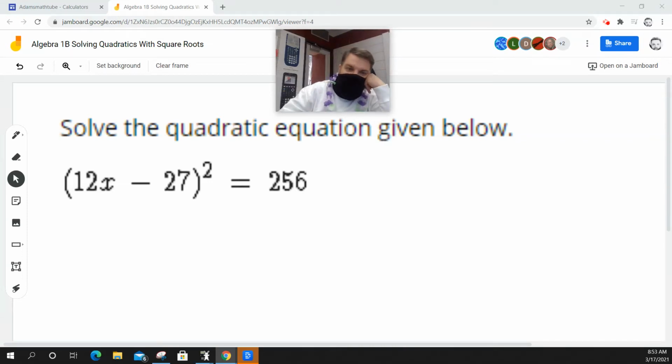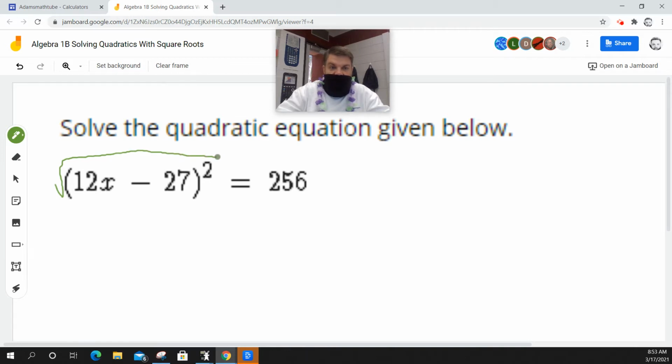Okay, so it says solve the quadratic equation given below. All right, we're basically going to do the exact same thing we did on the last problem. I have this perfect square. I'm going to undo it. The reason I undo it is I want to move stuff away from the x. I can't do it when it's trapped inside the parentheses and being squared. So to get rid of that square, I'm going to take the square root.